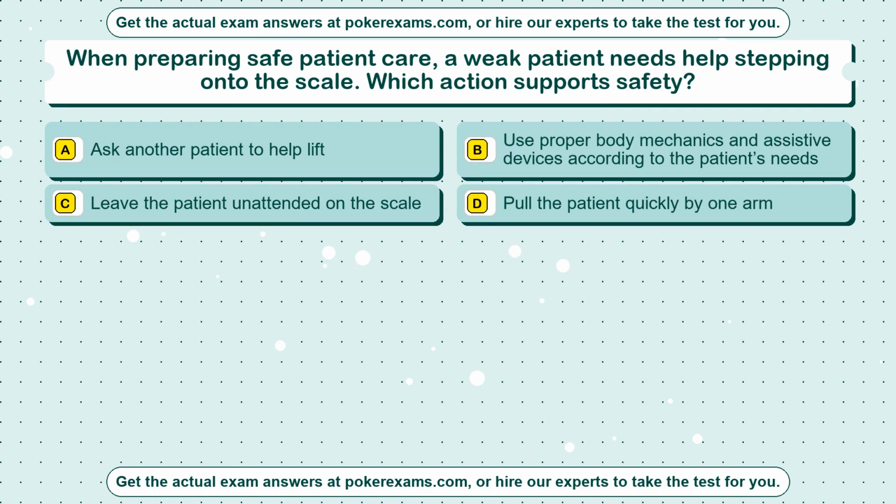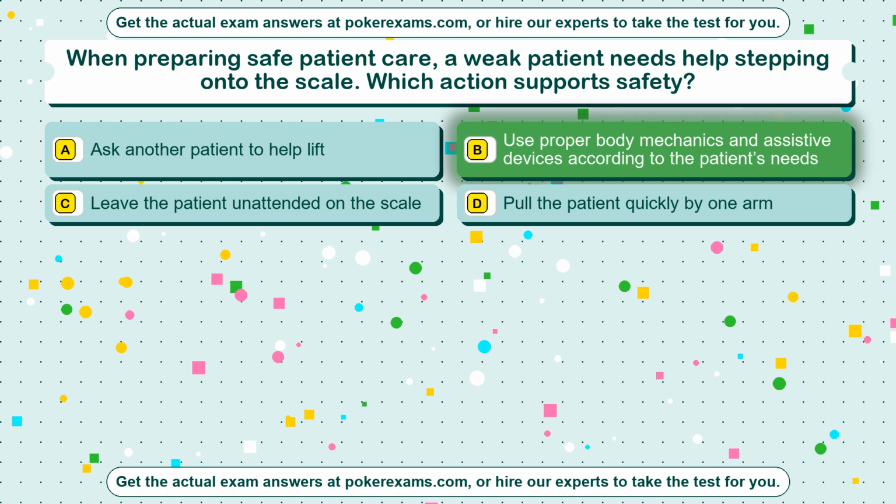Question 95. When preparing safe patient care, a weak patient needs help stepping onto the scale. Which action supports safety? Option A. Ask another patient to help lift. Option B. Use proper body mechanics and assistive devices according to the patient's needs. Option C. Leave the patient unattended on the scale. Option D. Pull the patient quickly by one arm. The correct answer is option B.